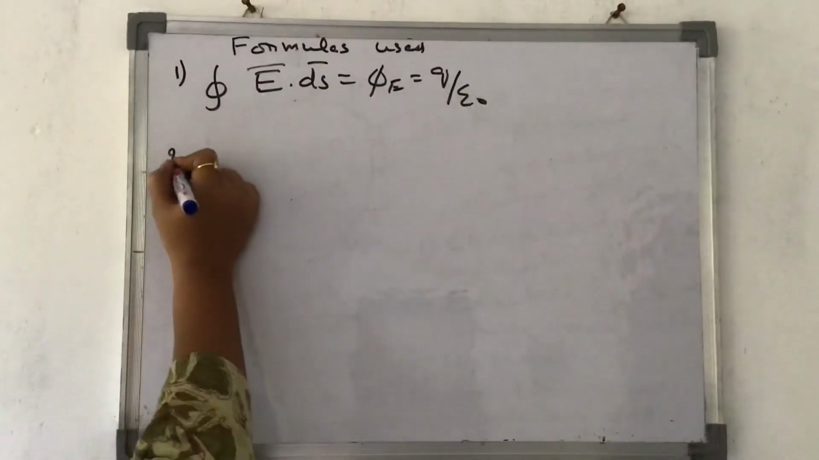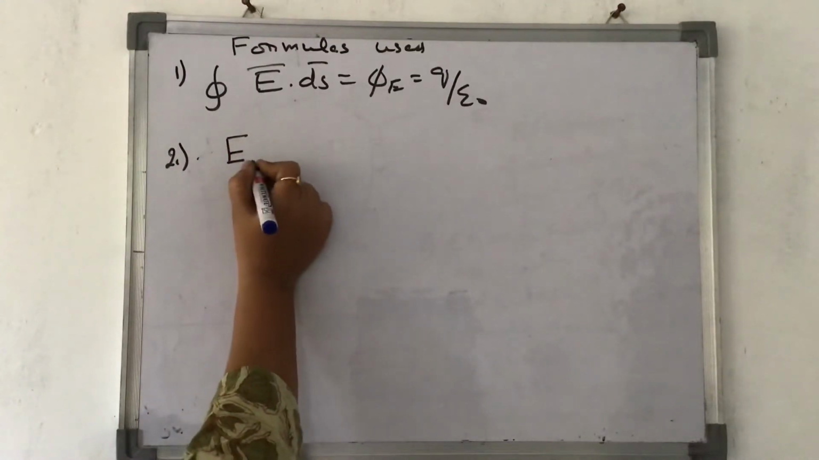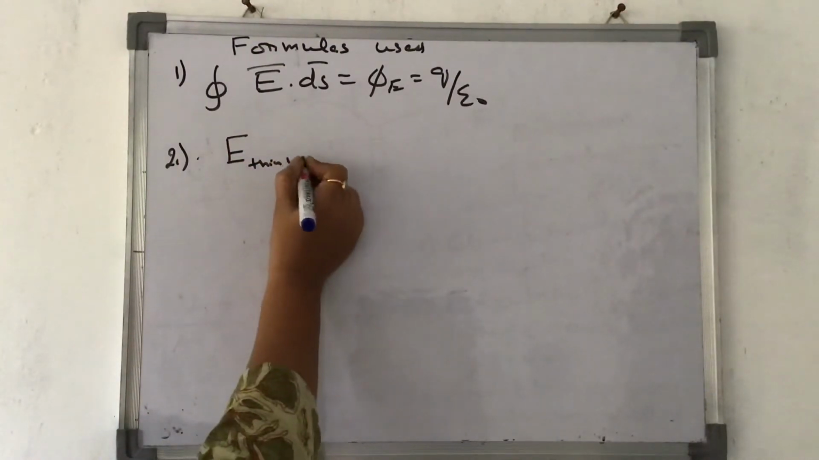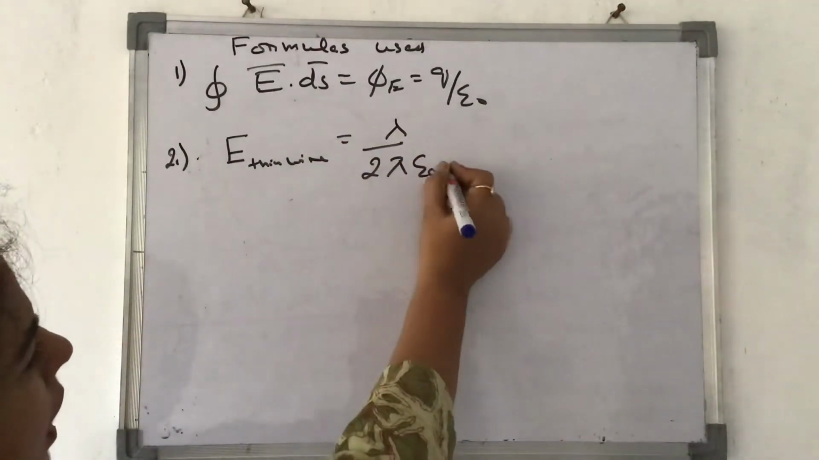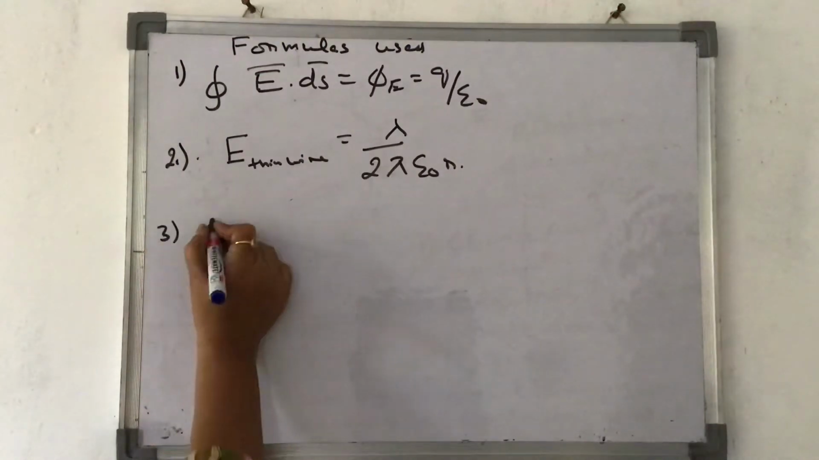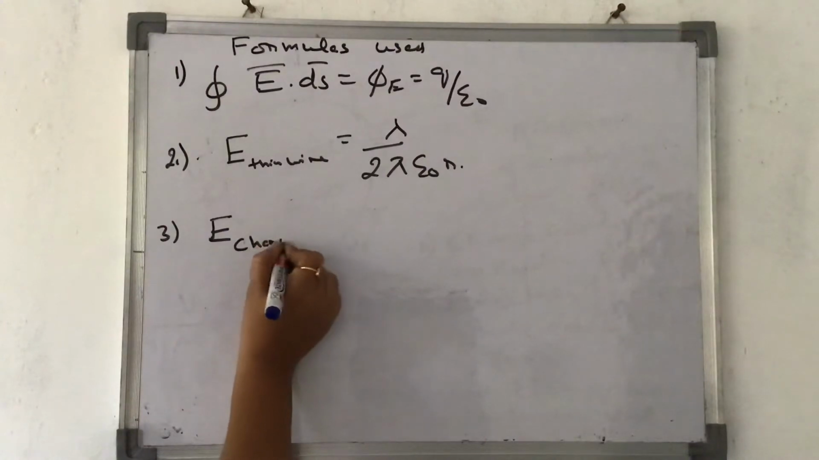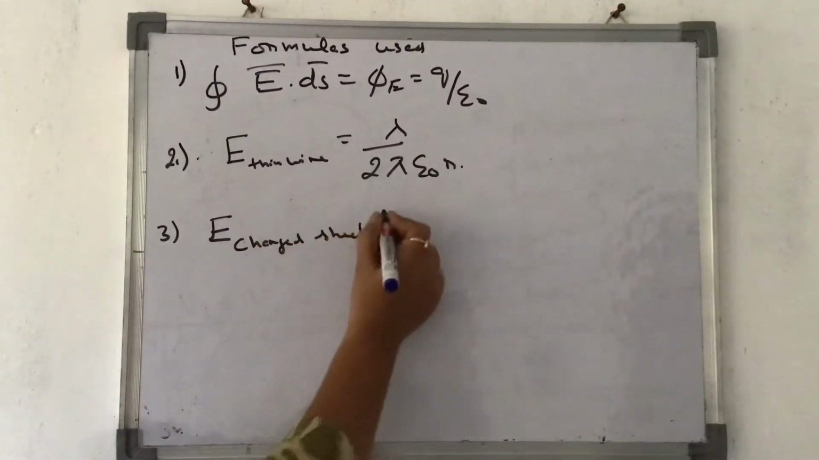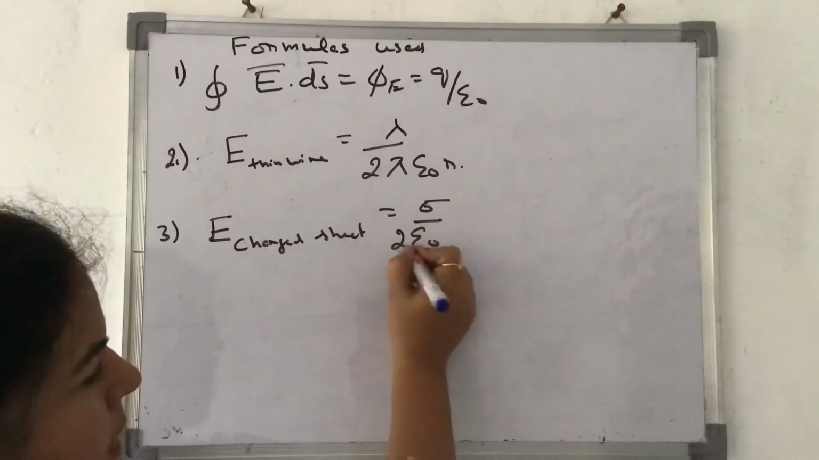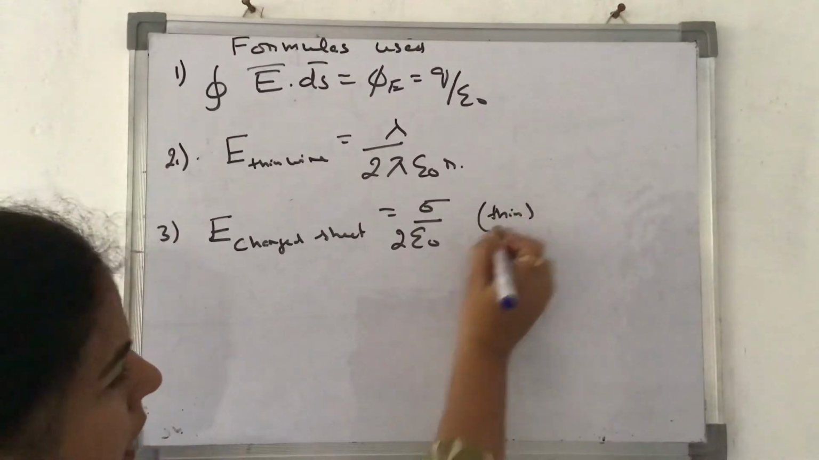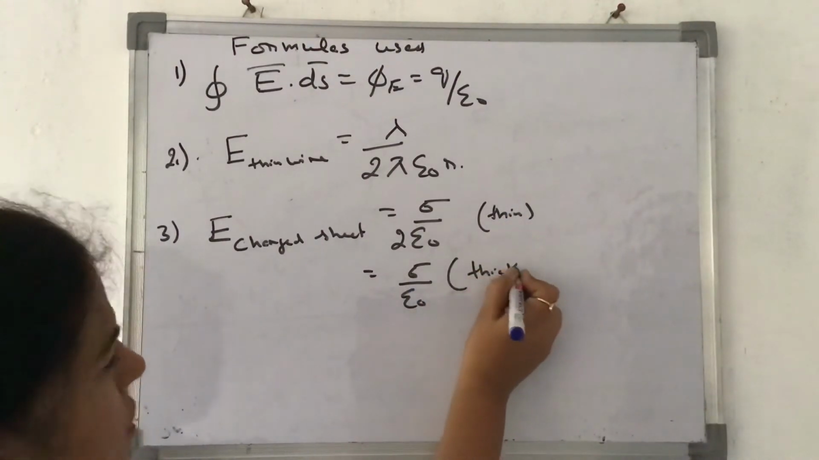Second is the application of Gauss theorem to a thin wire: the electric field due to a thin wire is equal to lambda divided by 2 pi epsilon naught r. Third, the electric field due to a charge sheet is equal to sigma by epsilon naught. It is sigma by 2 epsilon naught for a thin one, and in case it is thick or of considerable thickness, it is just this much.